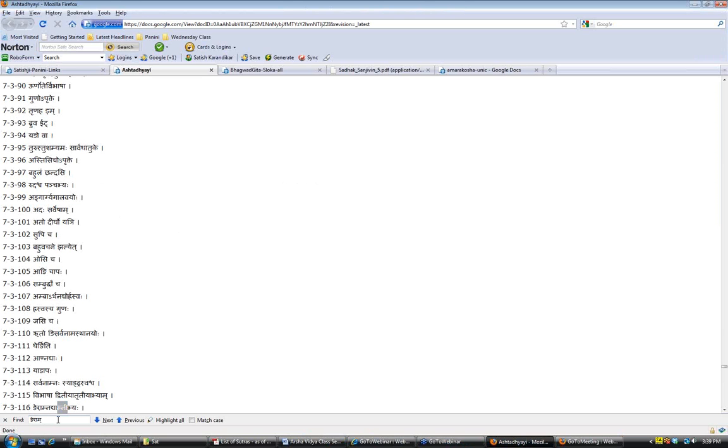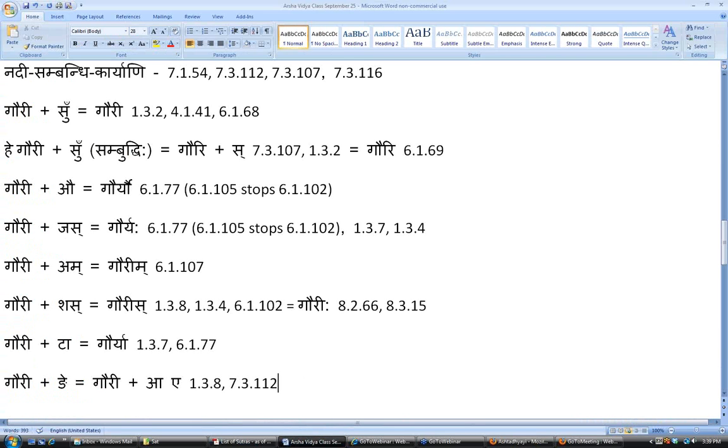This Ashtadhyayi search is very, very useful. Thanks to Ravi and Kalpesh, it really saves a lot of time, because see how quickly you can go there, 7.3.112. Without spending any time, you can just look at Arnadyaha very quickly. Arnadyaha 7.3.112.